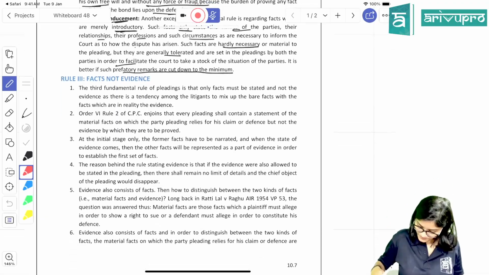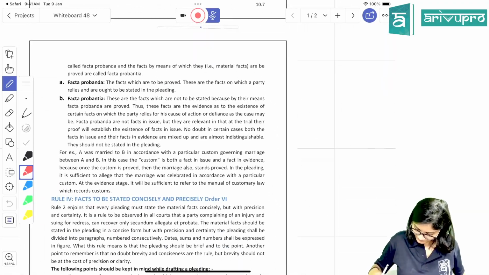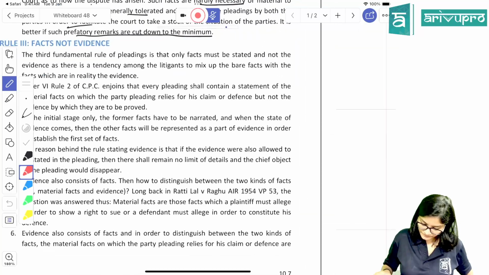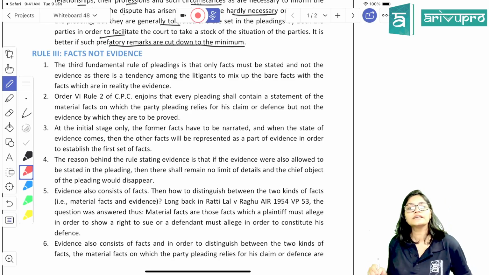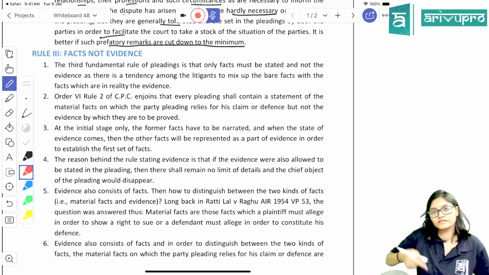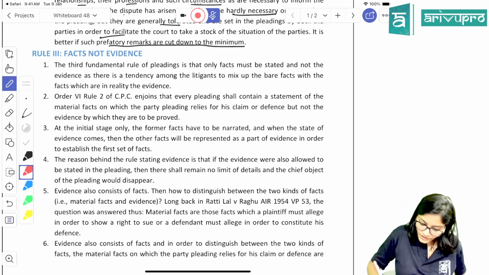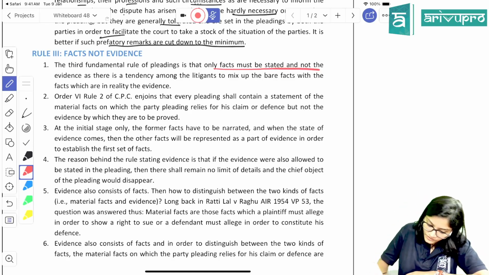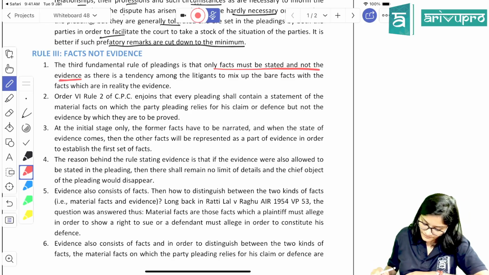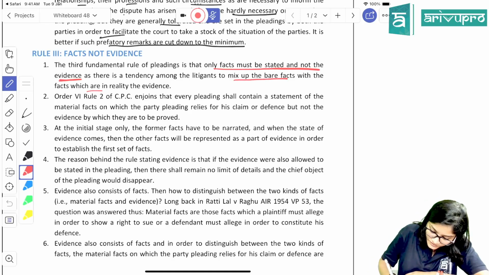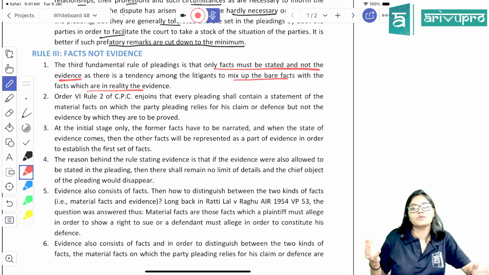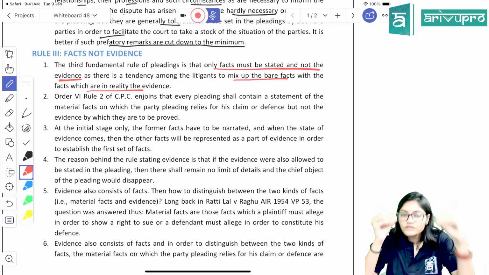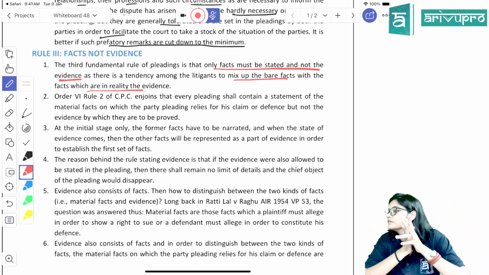Now let's come to third rule. Facts, not evidence. What is the third rule saying? You just mention the facts, not the evidence. Evidence we will see in the hearings, right? The third fundamental rule of pleading is that only facts must be stated and not the evidence. There is a tendency among the litigants to mix up the bare facts with the facts which are in reality the evidence. Because what litigants means? Those who are putting the litigation. It is generally what? They mix up everything. Facts, evidence, everything. So what is the third rule of pleading? Mention only the facts and not the evidences.